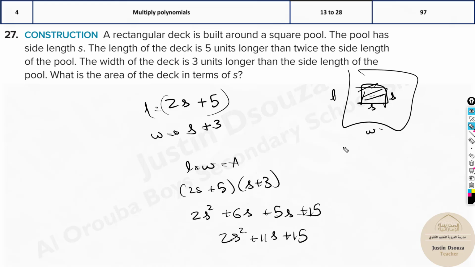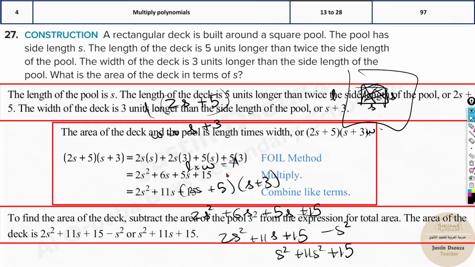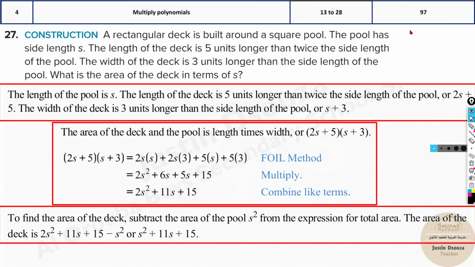This is the answer for the total area, but you just want the area of the deck in terms of s. So subtract the pool, that will be minus s squared. So it's s squared plus 11s plus 15. That is the final answer. I wrote 11s squared by mistake, it is 11s plus 15. So that is how we solve this. Find the total outside area, then subtract the inner area, and you get the actual area of the deck itself.